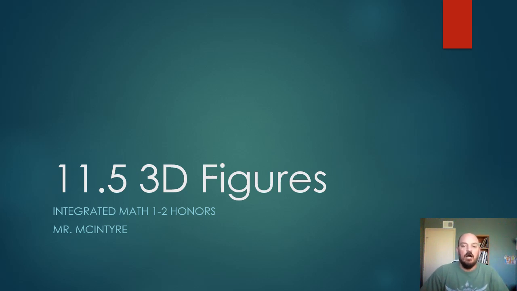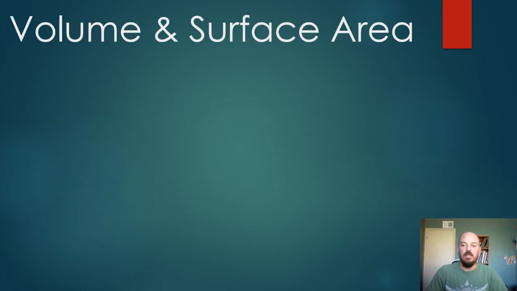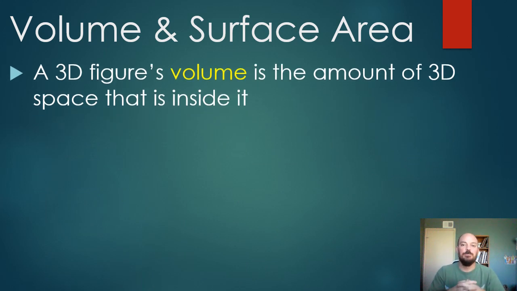All right, everyone. Yesterday we talked about two-dimensional figures, and today we're going to look at some three-dimensional or 3D figures. And just like yesterday when we were doing two-dimensional figures, we focused on area and perimeter. Today we're going to focus on what's called volume and surface area. So let's talk about the difference between those two things.